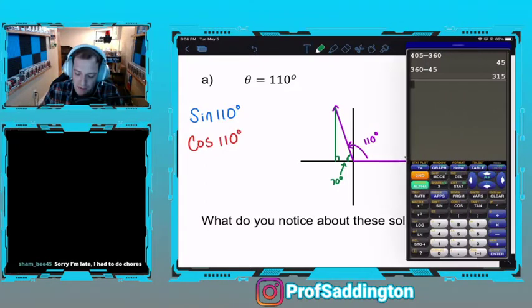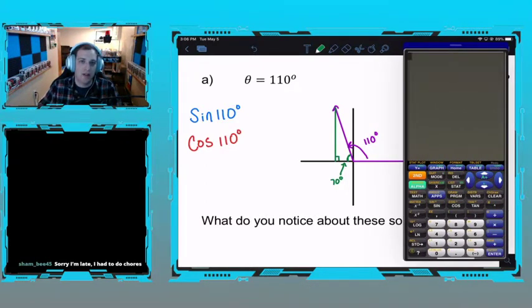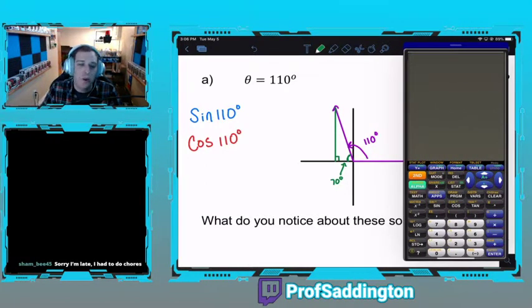So if you open up your calculator on your app, or if you've got a handheld calculator at home, you can use that.